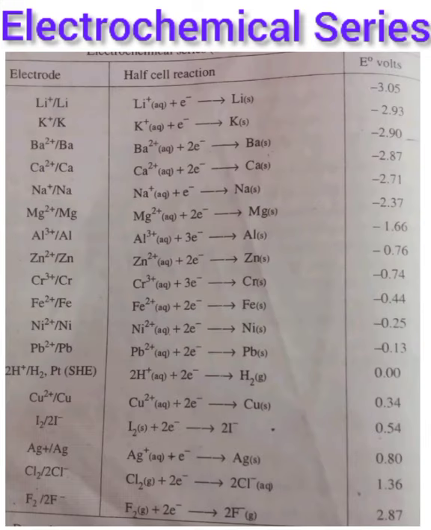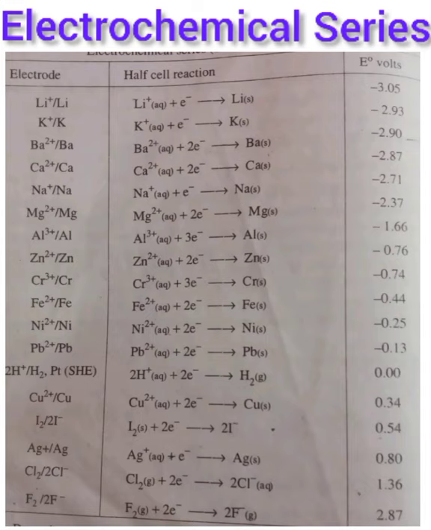In electrochemical series, greater the value of reduction potential, more easily is the substance reduced. In this series, fluorine has the highest and lithium has the least reduction potential, which you can see in this table. Fluorine is the strongest oxidizing agent, whereas lithium ions are the weakest oxidizing agents.